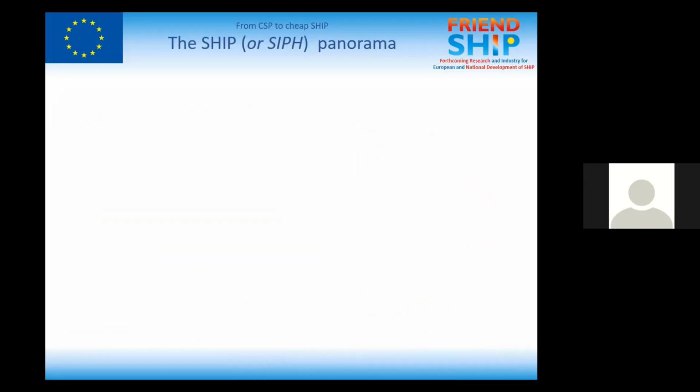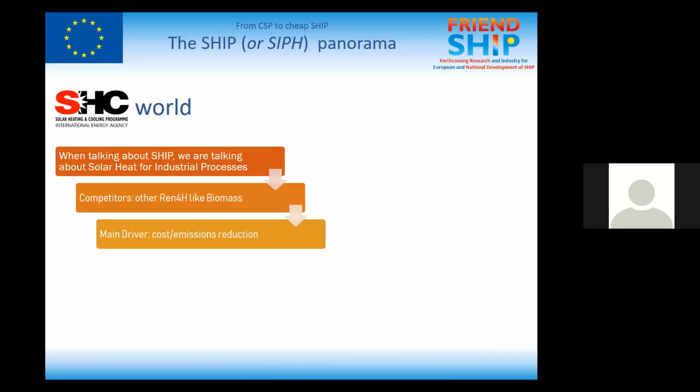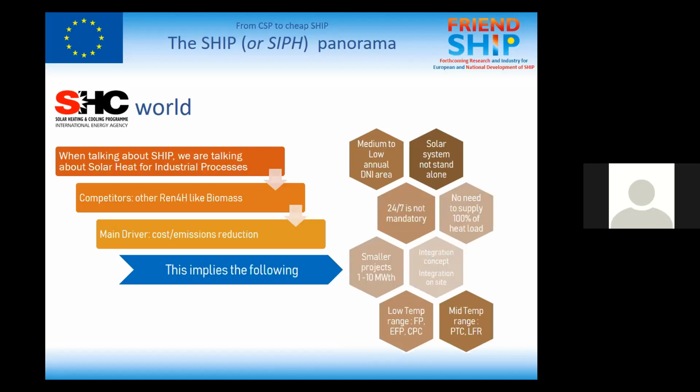Now, if you look at SHIP or SIP, depending on the location, solar heat for industrial processes, the thing is a bit different, as you are entering through the SHC world. It means a world more dedicated to heating and cooling and not to electricity. Again, SHIP stands for solar heat for industrial processes. In this case, the competitors for SHIP are other renewables for heat, like biomass. The main driver in this case is not only cost, but at the moment more a ratio between cost and emission reductions. And this implies different things.